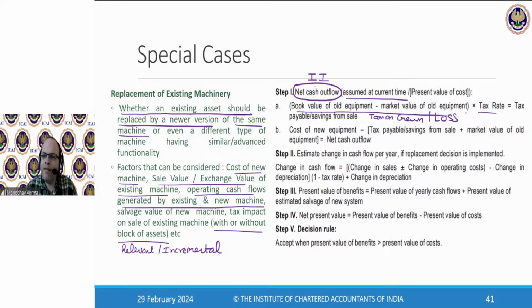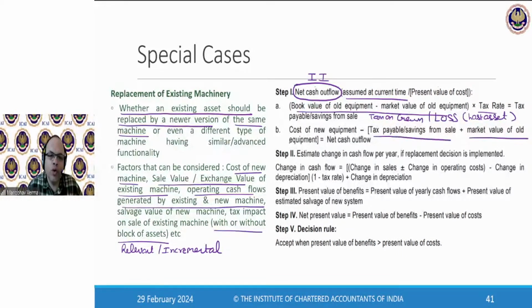And of course, here we are considering that it's the last asset in the block, because if there are other assets in the block, you would not be required to calculate any gain or loss, right? Because if there are other assets, you're using the block of asset concept. The cost of new equipment, in this case, is the market value of whatever equipment you have purchased here, minus the tax payable or savings.